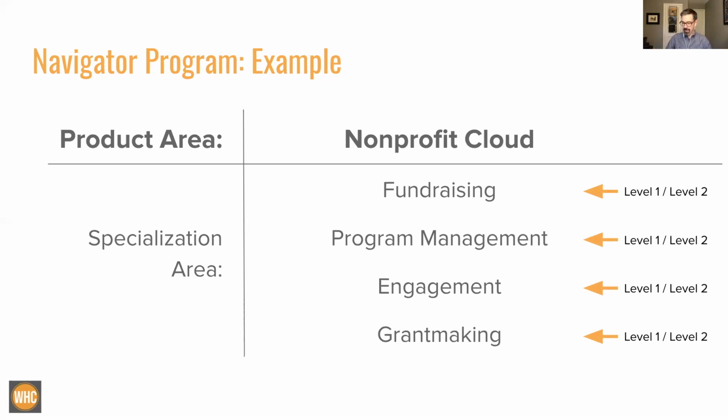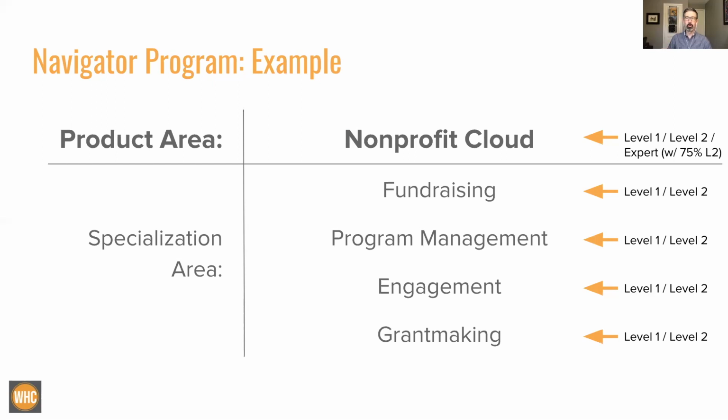And then if they achieve level 2 in at least 75%, so in this case it would be 3 out of the 4 areas, then they would earn expert status for nonprofit cloud. Okay, so I hope that all makes sense.